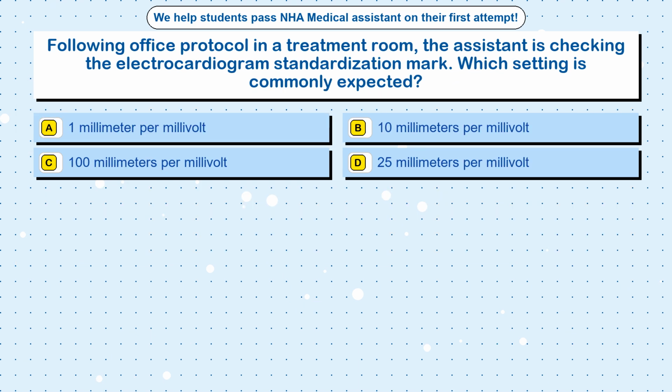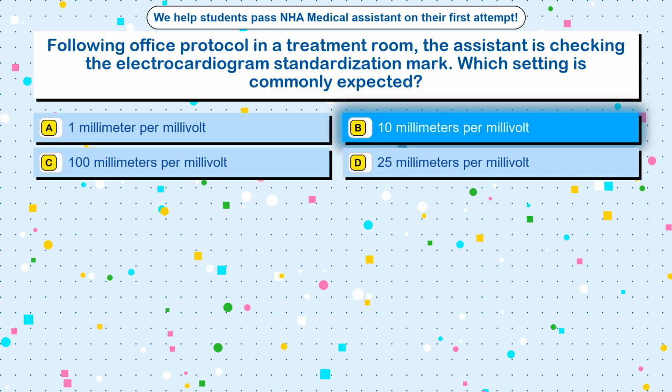Question 30. Following office protocol in a treatment room, the assistant is checking the electrocardiogram standardization mark. Which setting is commonly expected? Option A, 1 mm per millivolt. Option B, 10 mm per millivolt. Option C, 100 mm per millivolt. Option D, 25 mm per millivolt.